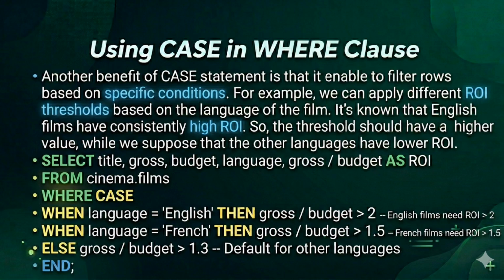Then from cinema.films. Next comes the key part, using CASE inside the WHERE clause. Here's how it works. When the language is English, we only include films where ROI is greater than 2, because English films are expected to perform better. When the language is French, we apply a slightly lower threshold, ROI greater than 1.5. And for all other languages, we use a default condition, ROI greater than 1.3.